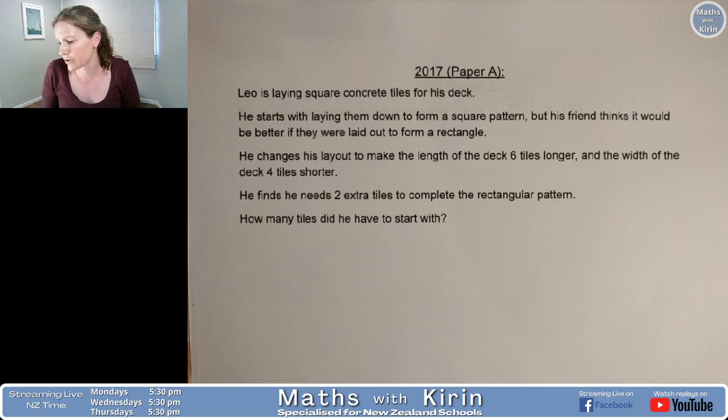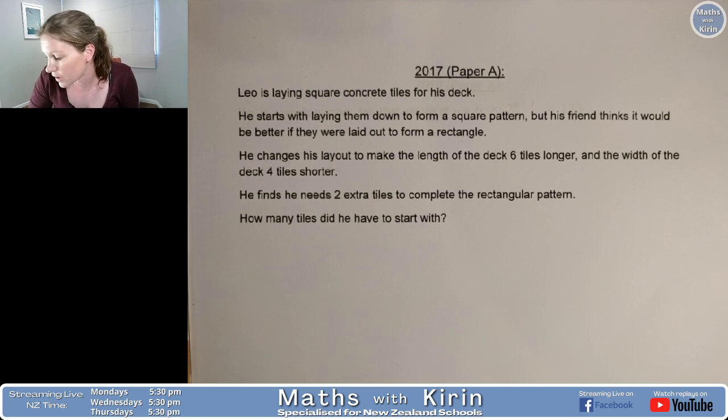So first question here is from the 2017 paper. Leo is laying square concrete tiles for his deck. He starts with laying them down to form a square pattern, but his friend thinks it would be better if they were laid out to form a rectangle. He changes his layout to make the length of the deck 8 tiles longer and the width of the deck 4 tiles shorter. He finds he needs 2 extra tiles to complete the rectangular pattern. How many tiles did he have to start with?